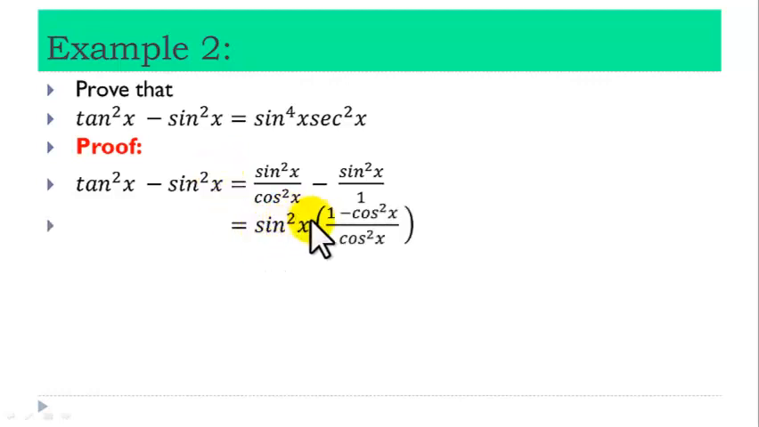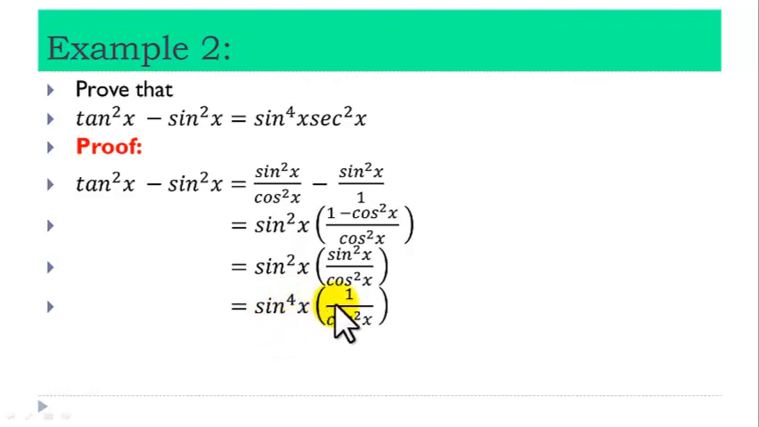sine squared x into 1 minus cos squared x all over cos squared x. But 1 minus cos squared x is sine squared x. So this will give us sine squared x times sine squared x all over cos squared x. Sine squared x times sine squared x will give us sine to the power 4 x. So this is equal to sine to the power 4 x times 1 all over cos squared x. But 1 all over cos squared x is sec squared x. So this gives us sine to the power 4 x sec squared x.